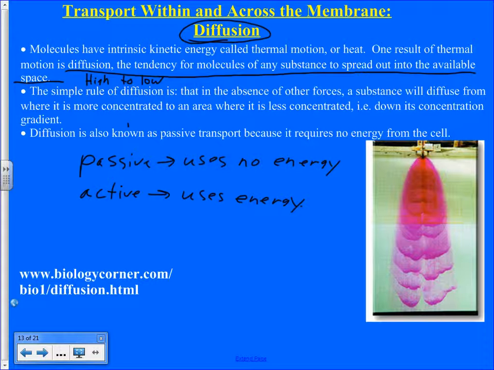So diffusion is the most common transport, and it's passive.